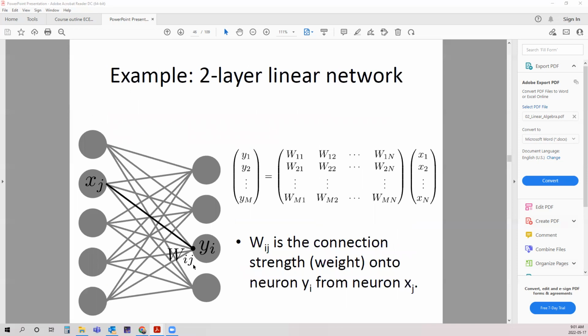If we have two layers of a neural network, how would this be? The x with weights will result in y, then the next step will have y with the new weights resulting in a new value. So w_ij is the connection strength weight onto neuron y_i from neuron x_j. So neuron y1 is the w_ij times x_j.